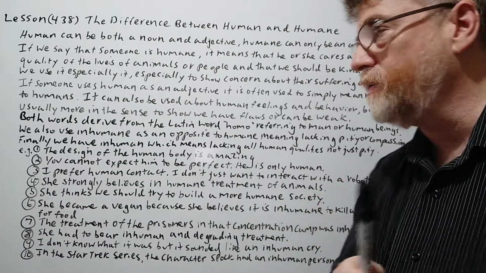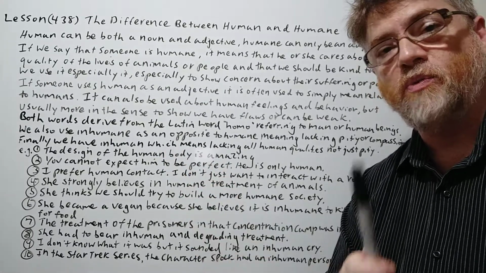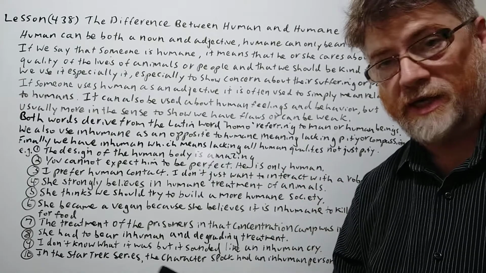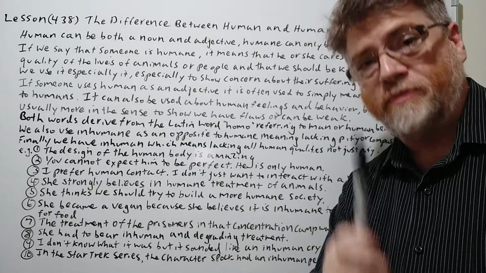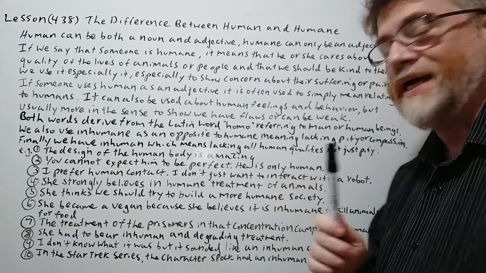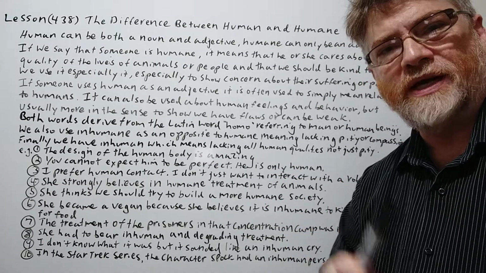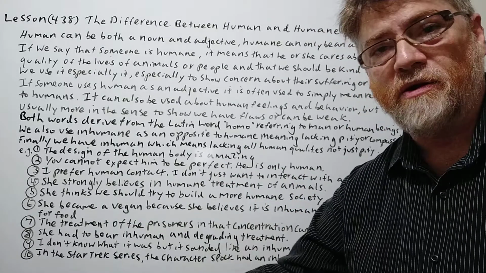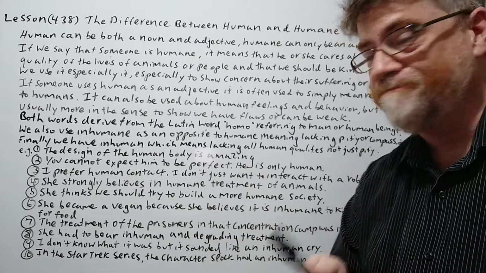All right, let's continue here. Both words derive from the Latin word homo, referring to a man or human being. We also use inhumane as an opposite to humane, meaning lacking pity or compassion. So really, inhumane is just the direct opposite. Humane means that we should care about people or have pity for them. Inhumane means that we lack it.